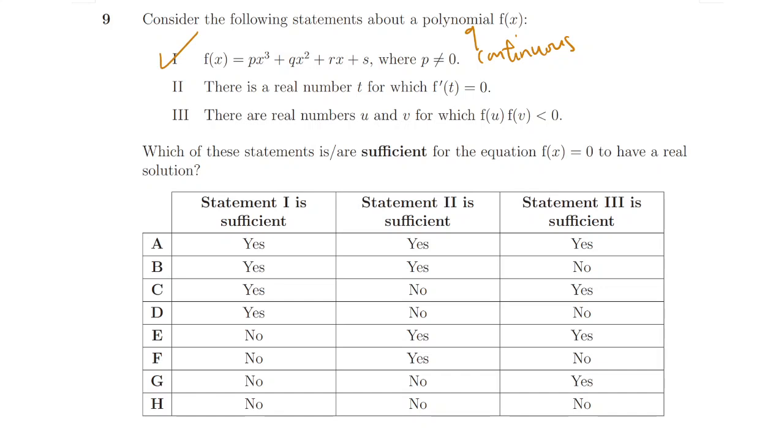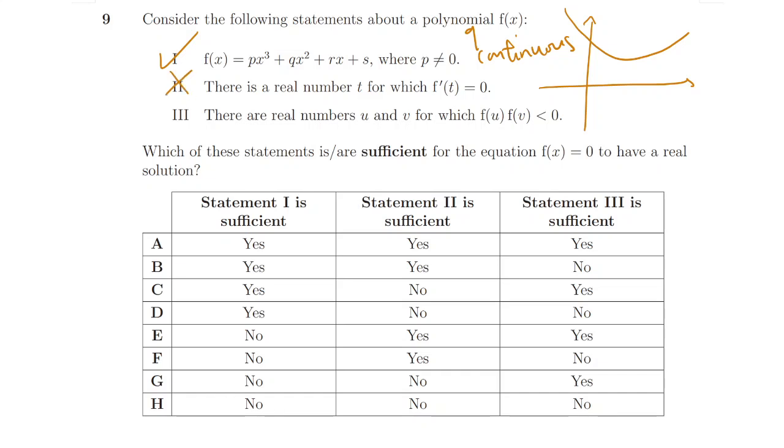Okay, 2. There's a real number t for which f prime t equals 0. That means that it has a maximum or a minimum. Is that sufficient? Oh, not really, right? Because you can just draw a quadratic, which has one max or min. You do something like this, right? Then it never crosses the x-axis. So no real roots, right? So 2 is not sufficient, right? I've drawn you something which doesn't satisfy the real root condition. So 2 is no good.